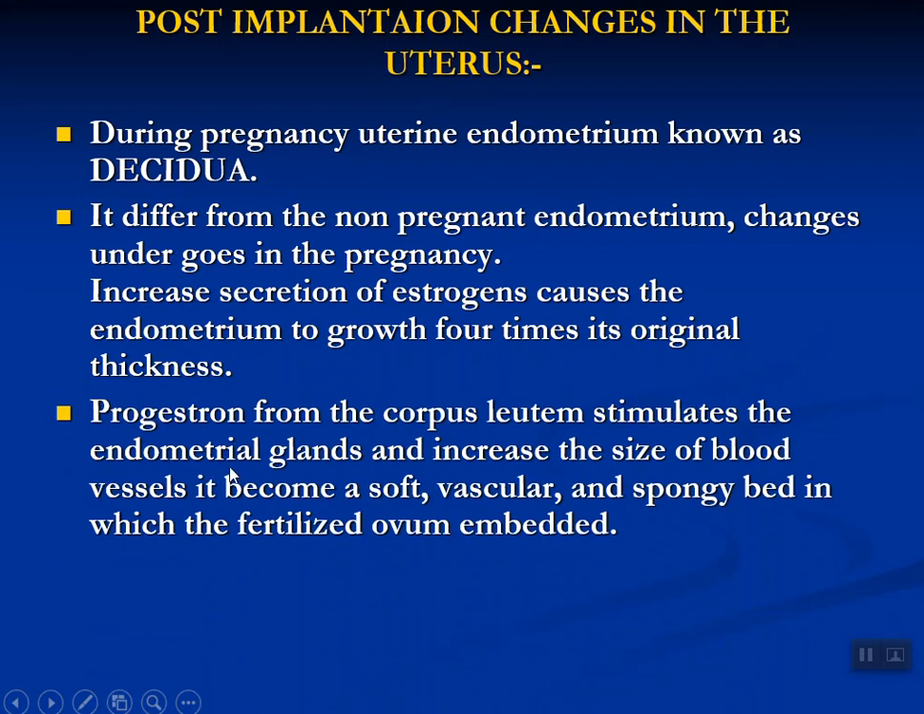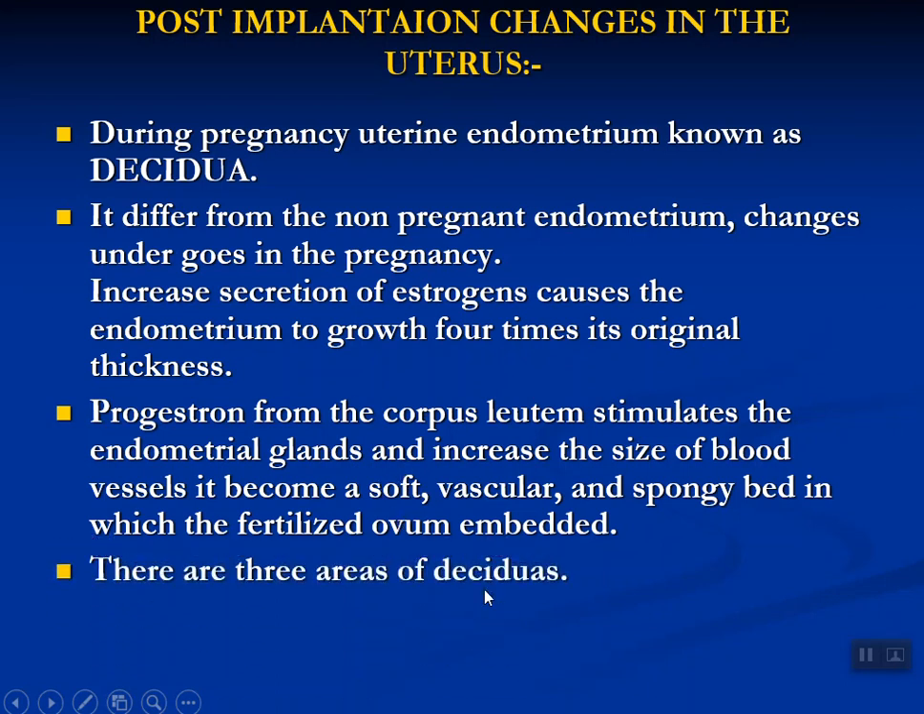Next is progesterone. Progesterone from the corpus luteum stimulates the endometrial glands and increases the size of blood vessels, and it becomes a soft, vascular, and spongy bed in which the fertilized ovum can be easily embedded. So the role of two hormones, estrogen and progesterone: estrogen is for the growth of the endometrium and progesterone is for the vascular supply.